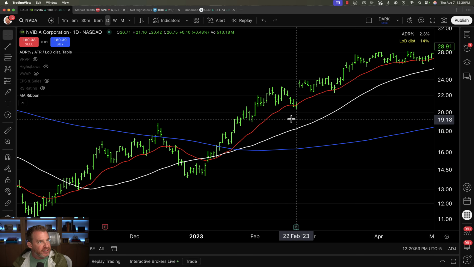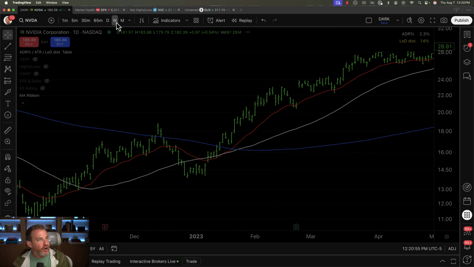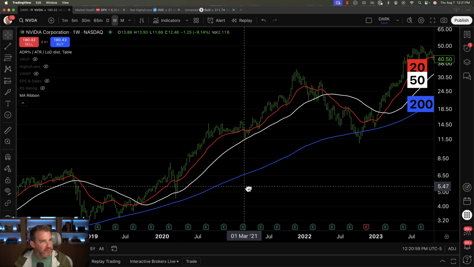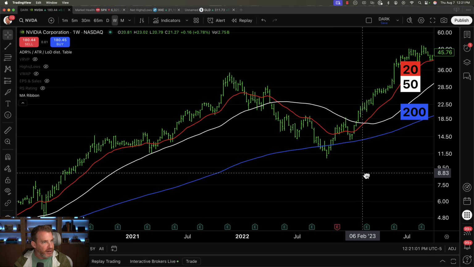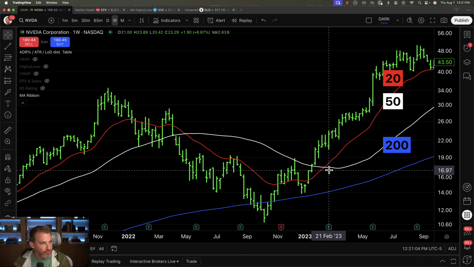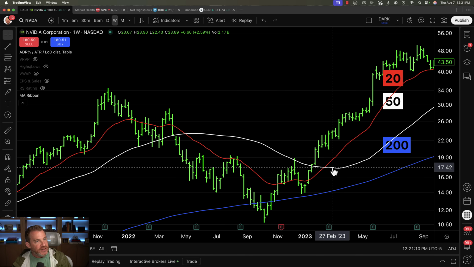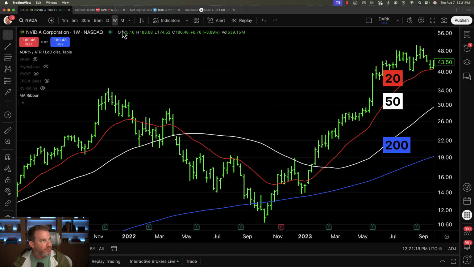So what you're going to do then is go up to a weekly chart. We're going to look at the same time period. Again, we had the big pullback. And then notice right about here, February 27th, exact same time, we had the 20-week, the 50-week, and the 200-week moving averages all properly aligned. And I guess it was really the second week of March finally beginning to turn upward.